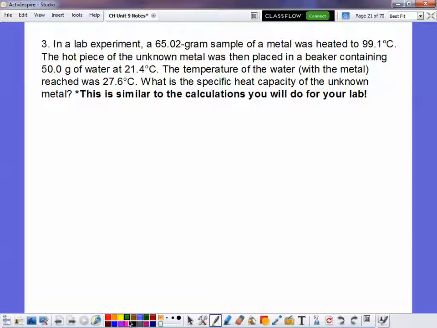So. We need to bring our own coffee cup? No. So we actually have two systems going on here, okay? We have the metal, and we have the water.